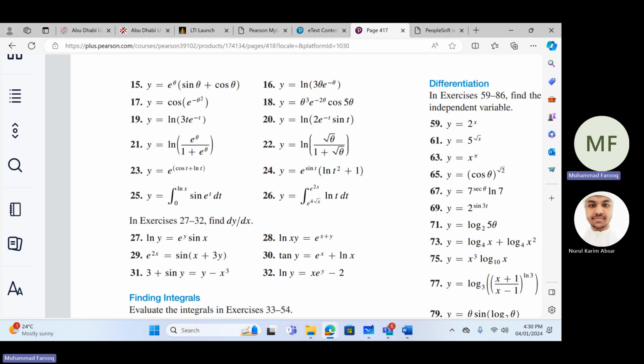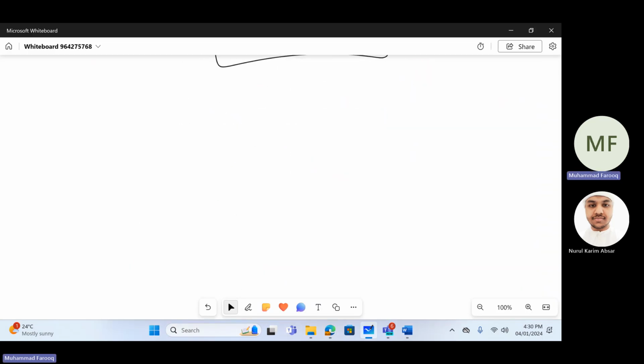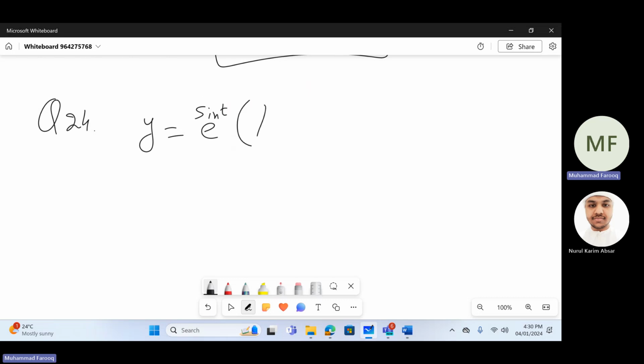Right. So you're talking about question 24, please? Okay, so in 24, e^(sin t) and t squared plus 1. Question 24, please. y is equal to e raised to the power sin t, times ln(t squared plus 1). Okay, we need the derivative, please.